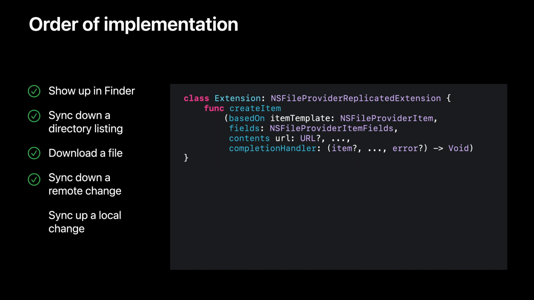The system will also hand you a set of fields that are of interest on the item. For example, the item may or may not have extended attributes attached to it, and there are fields to describe that. If the content field is set, the system will pass you a file URL with the contents. Items that describe folders or symlinks will not have contents. Your job is to upload the new local item's data to the server and then call the completion handler with the resulting remote item.